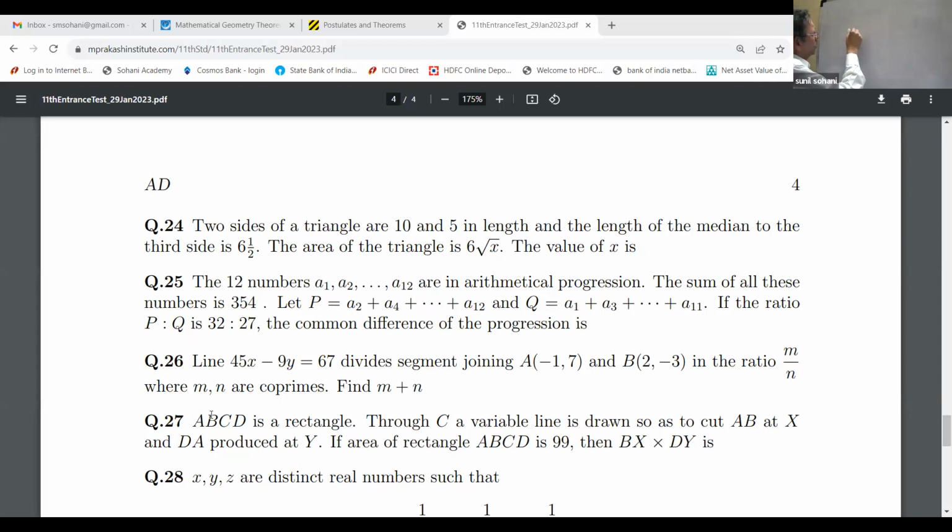Okay, let me draw one triangle called ABC. Two sides are of 10 and 5. Let me call this 10, that is 5. And length of the median to the third side. So there will be a median to the third side, AB. Let's call point D. And they have mentioned this is a median. Median means BD is equal to DA. And length of that is 6.5. Right?